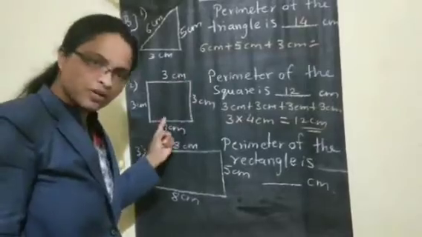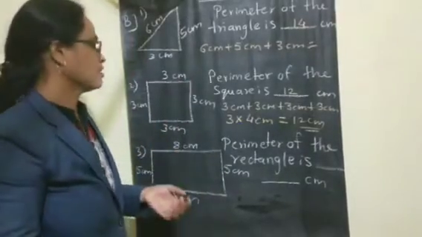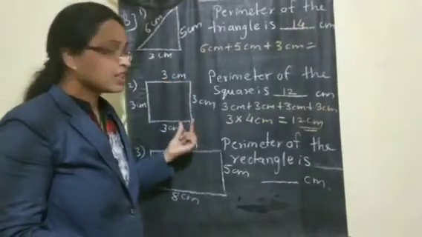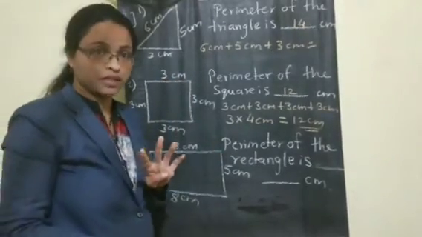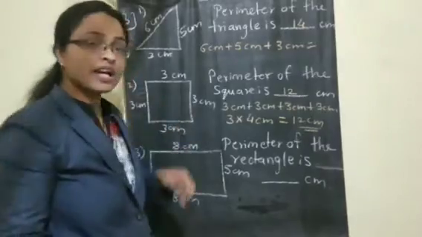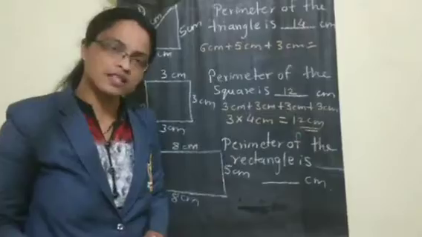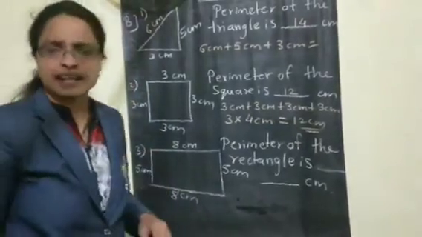Directly you can add the boundaries. If you are not understanding, you can multiply the given length with the number 4. Why 4? Because a square has how many sides? 4 sides. So that is 3 multiplied by 4. Understanding? Now let us come to the rectangle, children.